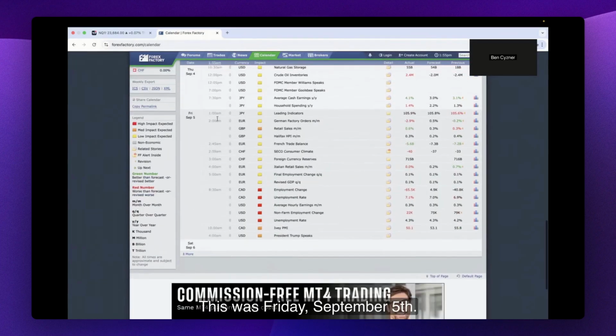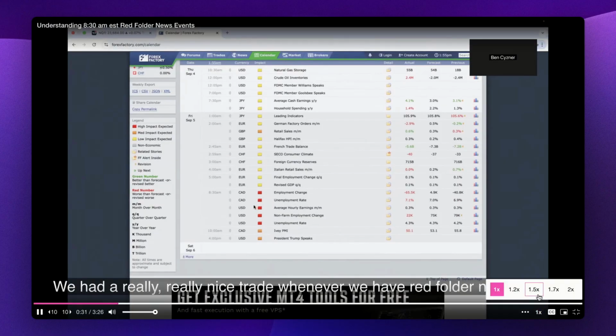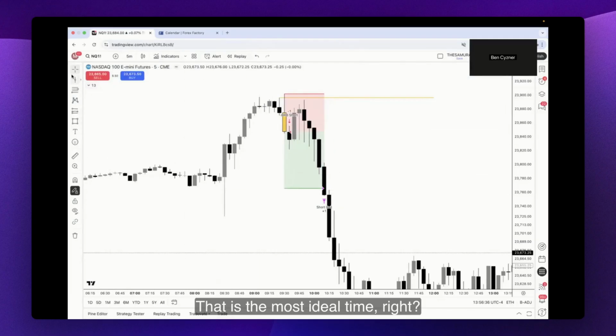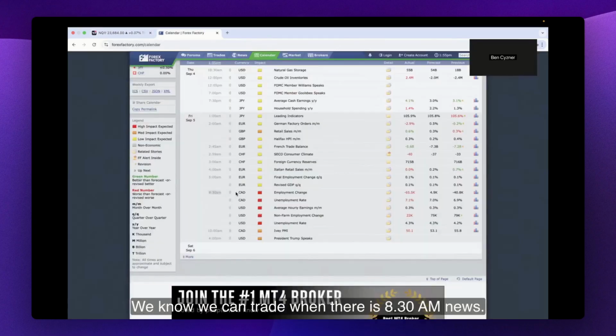So this was recent. This was Friday, September 5th. We had a really, really nice trade. Whenever we have red folder news events, specifically at 8:30 a.m. Eastern, that is 1 hour before we can start trading. That is the most ideal time, right? That's injecting volume in the market. So that is right here. We know we can trade when there is 8:30 a.m. news.